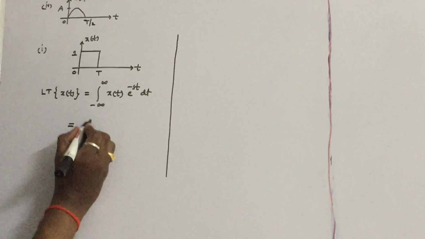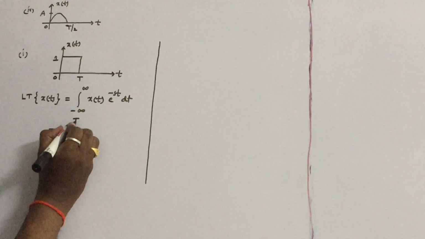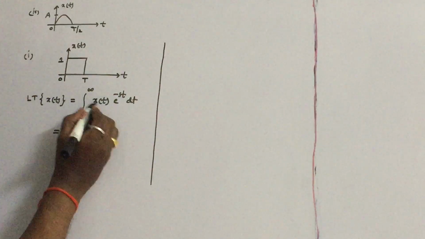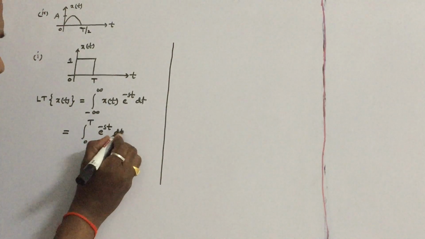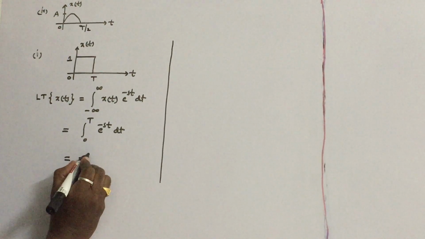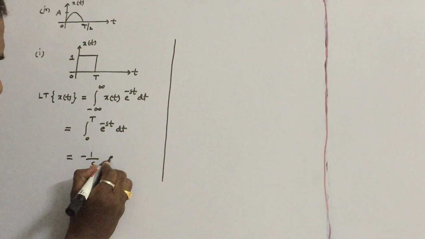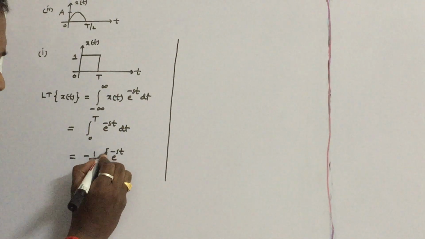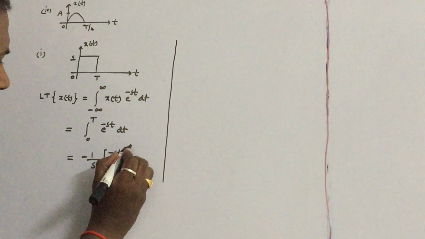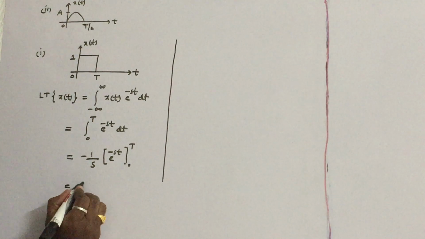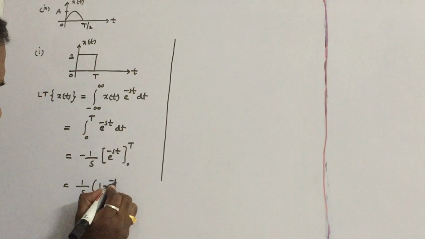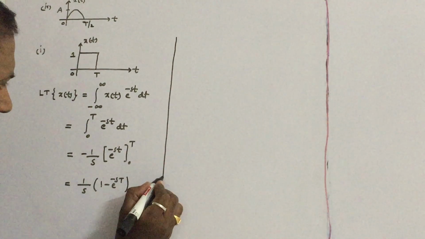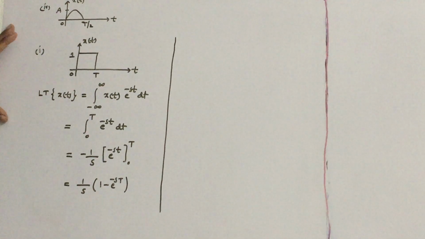But x of t is defined in the interval 0 to T. In this interval x of t amplitude is 1, e power minus st into dt. So the integration answer is minus 1 by s into e power minus st. Substitute the limits 0 to T. So if you take the minus sign inside, 1 by s into 1 minus e power minus sT. So this is the Laplace transform of the given waveform.